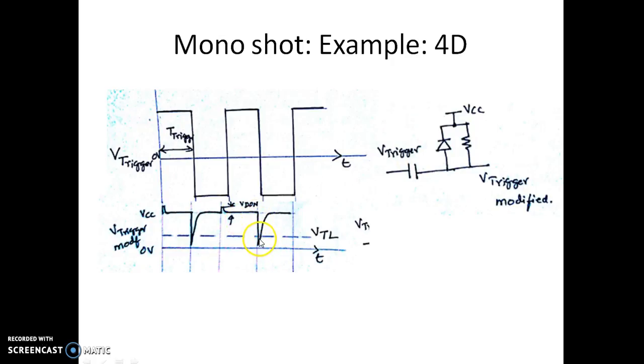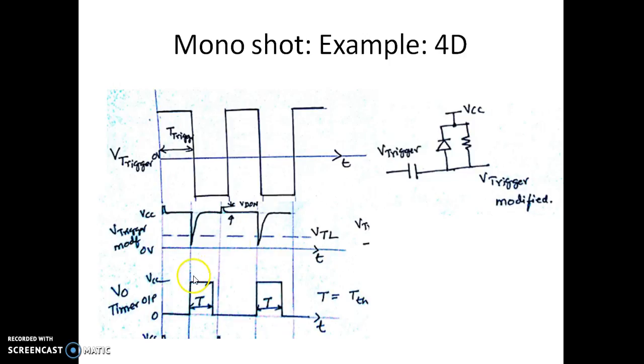Whenever it goes down, it will go below VTL. If it goes below VTL, we get the monoshot going to the quasi-stable state and the rest is as in the previous case. The only difference is that here we have a diode which limits the positive swing of the spike to VD on.